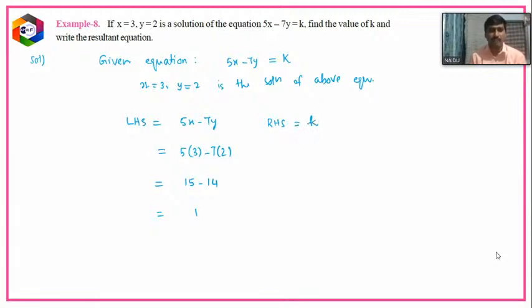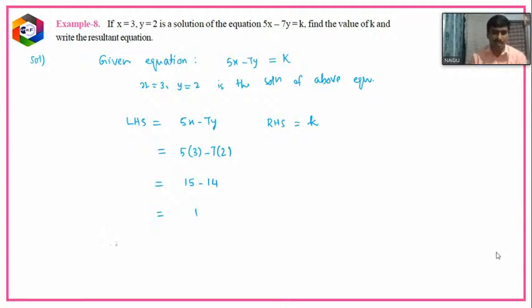Whereas the RHS value is given as k. So once again, I am going to substitute in LHS and RHS. In RHS we have only k, so it is not necessary to substitute in that. So we are simplifying in LHS. LHS lo maatrame man sukshmikaran cheyali. So replace x with 3 and y with 2. Upon simplification, the value of LHS.